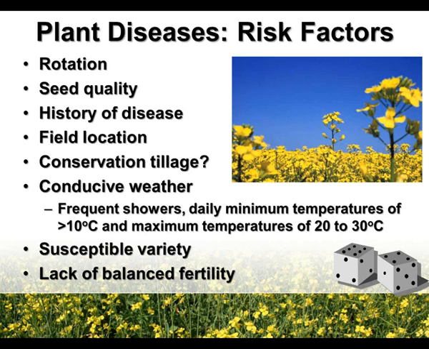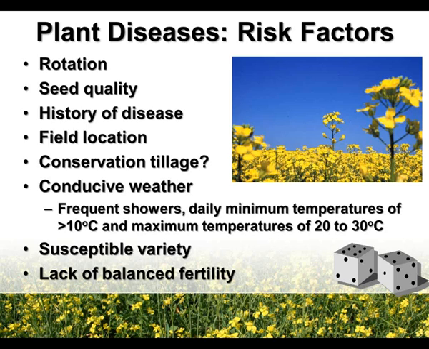Conducive weather, frequent showers, so you need, not rain continually, but showers every couple of days, and heavy dews, the crop canopy staying wet till well into mid-afternoon, and then the temperatures, you really need daily minimum temperatures of greater than 10 degrees C, and maximum temperatures that are less than about 20 to 30 degrees C. Once you start getting into maximum temperatures during the day of 30 or more, that tends to shut down a lot of disease issues.